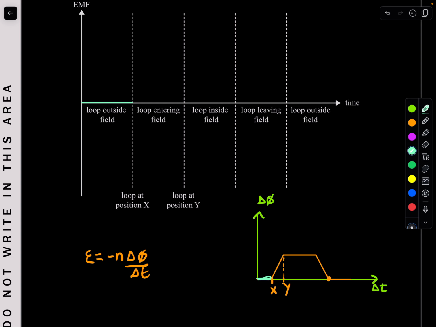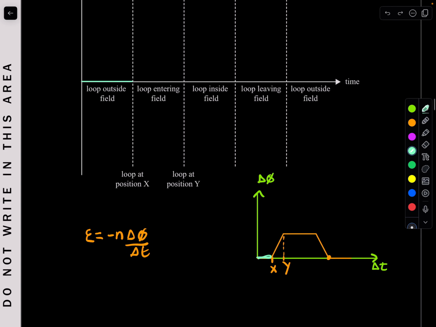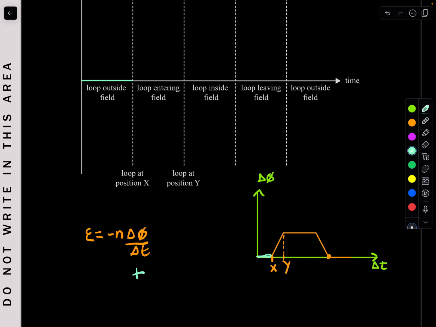Until we hit position X, we can see now there's an increase in gradient. It's a positive gradient as it's going up. So remember, this here is positive. But because of Faraday's law, there's going to be a negative. So even though it's positive, multiplied by that negative, it's going to be a negative. So it's going to be below.